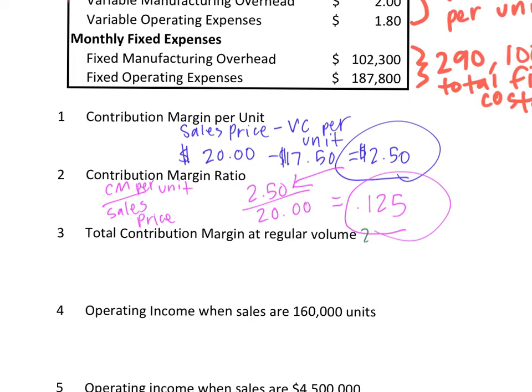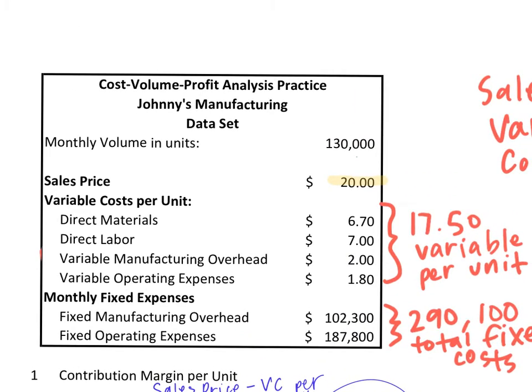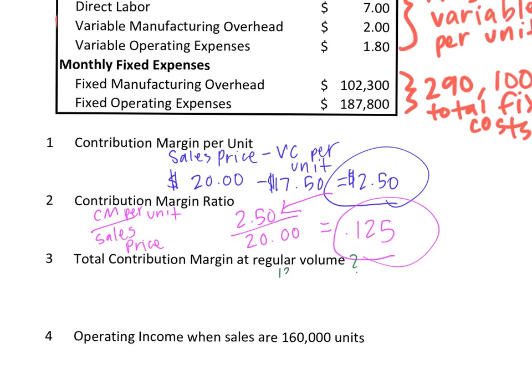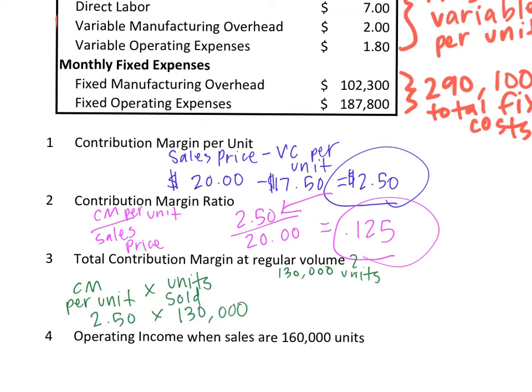Now let's move to the next question, the total contribution margin at our regular volume. If you go back up on our data set to the top, you can see that the regular monthly volume is 130,000 units. So let's now go back down and figure out how to calculate the total contribution margin dollars when we sell 130,000 units. The way I'm going to calculate that is to take the contribution margin per unit, which was the result of step number 1, and multiply that by 130,000 units. And that gives me $325,000.